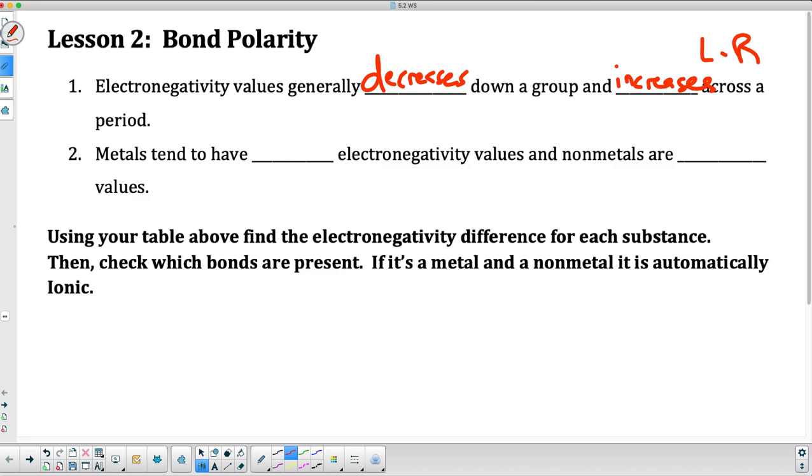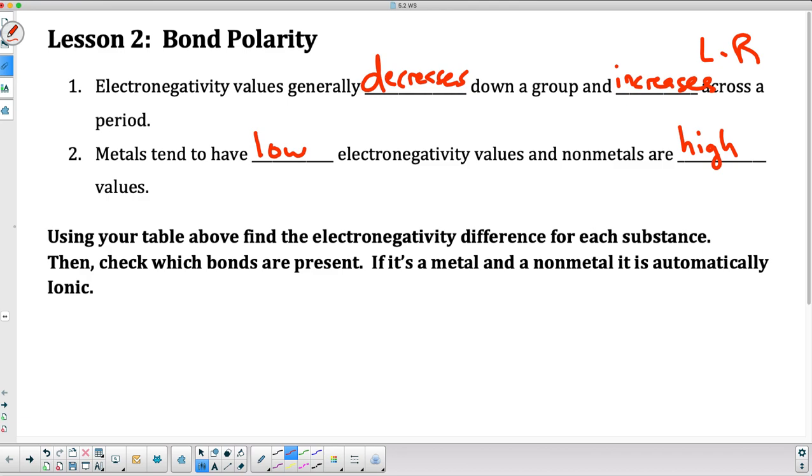Metals tend to have low electronegativities because they want to get rid of electrons, not take them in. But nonmetals tend to have high values for electronegativity. So using your table above, find the electronegativity difference for each substance. The table above is the next screen I'm going to show you. And then click which bonds are present.